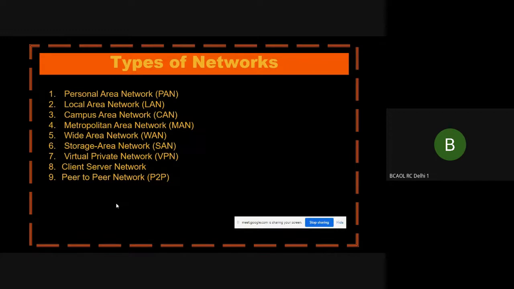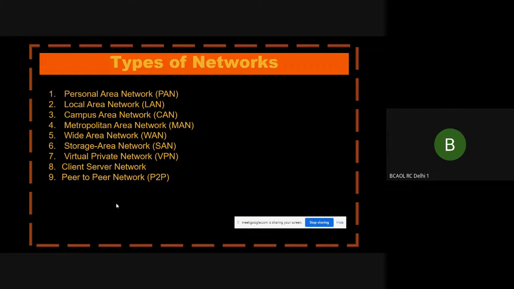Right? And a local area network is when you connect computers in a building, in a 1 kilometer area. A campus area network, like colleges, is when a university connects its departments or colleges. A metropolitan area network connects metro cities or cities. A wide area network is where the whole world is connected, all the computers connected with each other.